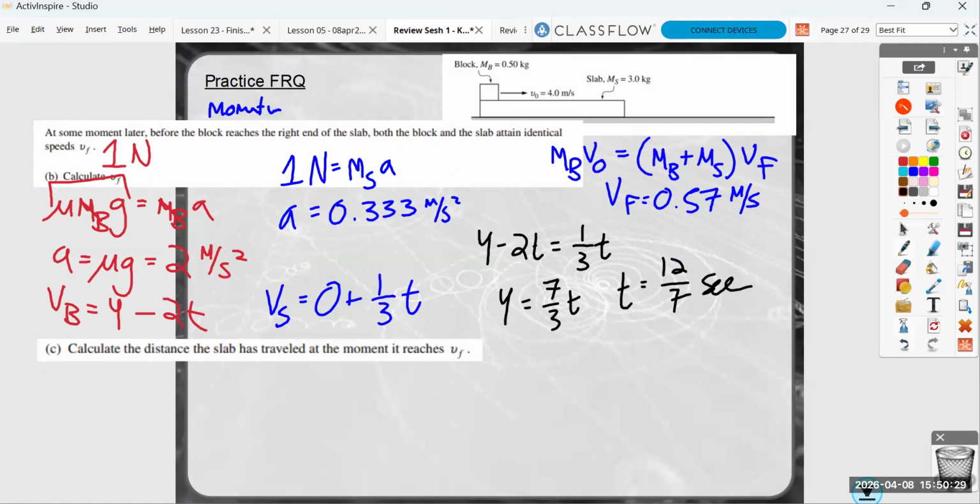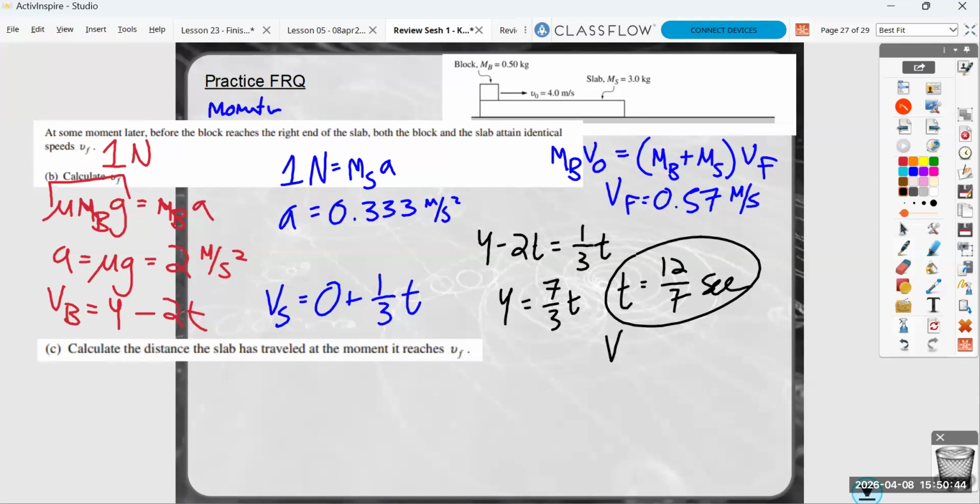That's not what they wanted. They didn't want the t. They wanted the final velocity. So what do I do with that t? Plug it in the 1/3. Yeah, I can plug it in either one because they should have the same velocity. I'm going to go ahead and plug it into the velocity of the slab just because that's easier.